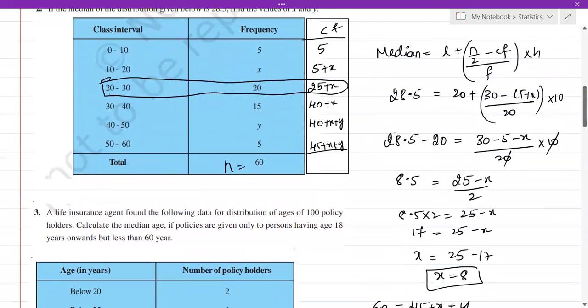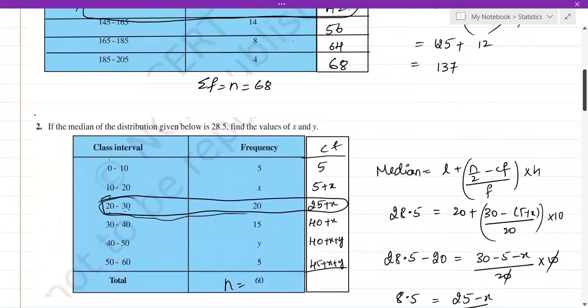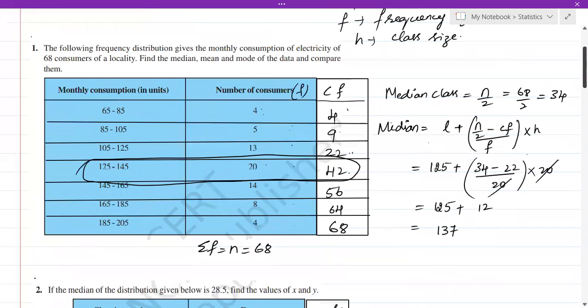Here we have to be very careful. They have given the median as 28.5. This 28.5, you must check it in the class interval. Where does it come? It comes between 20 to 30, right? So this class will be your median class. Based on that, you have to substitute the values of L, N by 2, CF, H, and F. Remember, here they have given the median, and we are trying to find the values of x and y. If you're trying to find the median itself, like the first question, what you have to do is find the median class, that is n by 2. Here it is 34. That 34 you should check in CF.